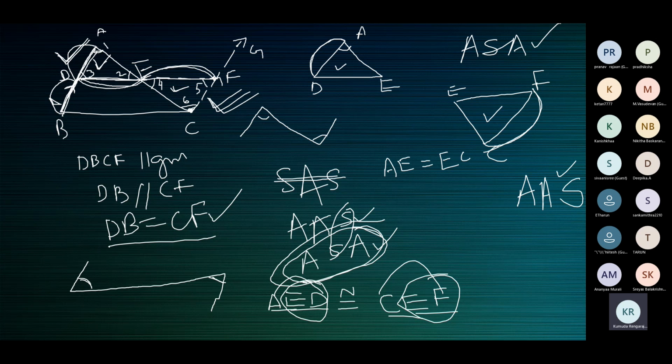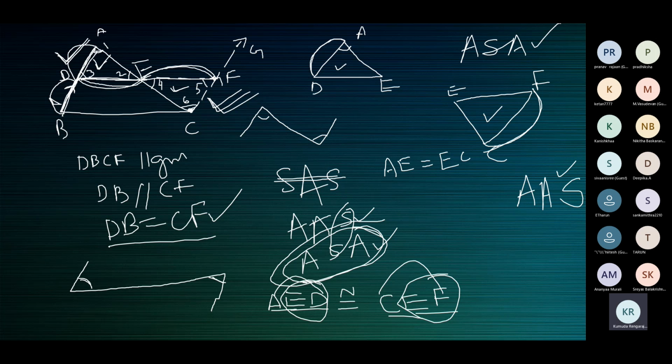We have to show that DBCF is a parallelogram. DB is parallel to CF. We'll have to show that DB is equal to CF. But we got AD is equal to CF. We didn't get DB is equal to CF, but we got AD is equal to CF through congruency. But AD is equal to DB.